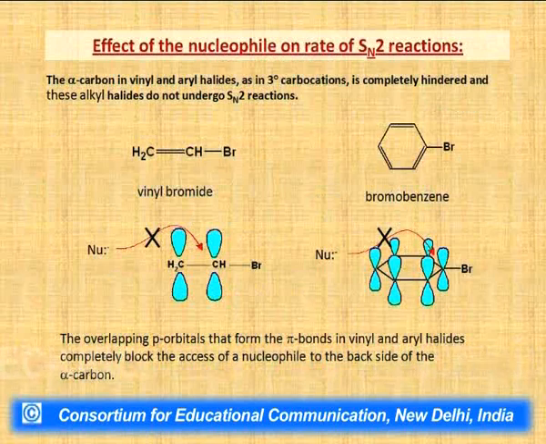The alpha carbon in vinyl and aryl halides, as in 3 degree carbocations we have discussed earlier, has the backside position completely blocked and hindered. Similarly, vinyl and aryl halides do not undergo SN2 reactions. The overlapping p orbitals that form the pi bonds in vinyl and aryl halides completely block the access of the nucleophile to the backside of the alpha carbon atom.